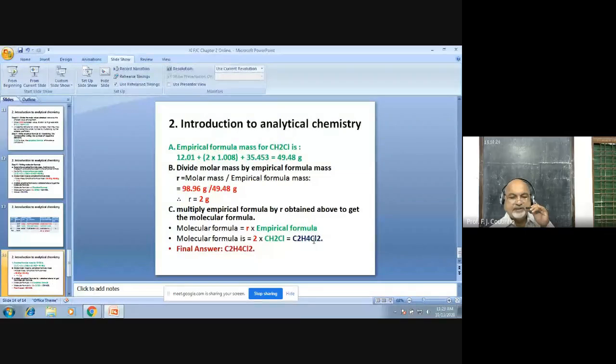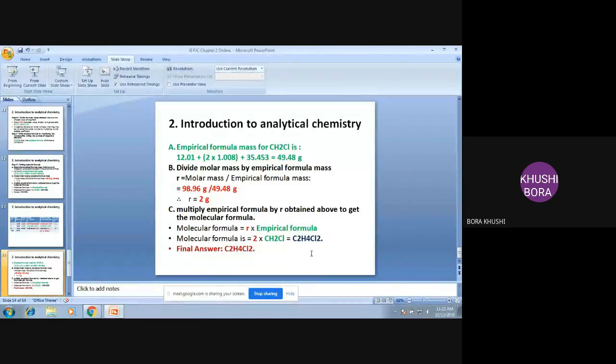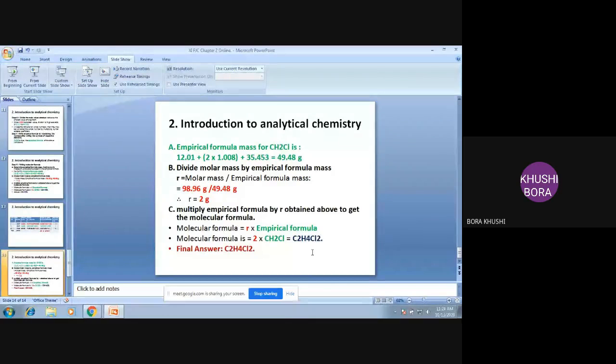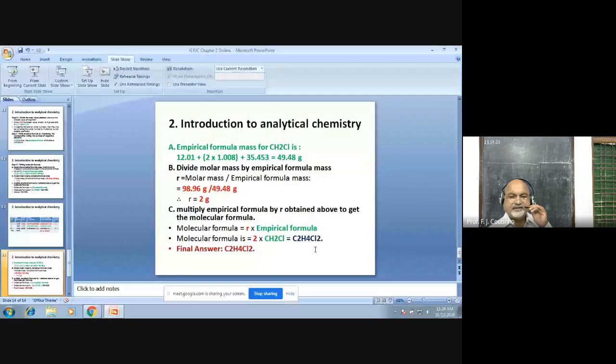What will be the number? 70.90. So add 70.90 plus 28. What will be the answer? 98.96, right? 98.96 is the answer. So 98.96, which is also given in your problem. The molar mass of the molecular compound is 98.96. So this answer is correct.